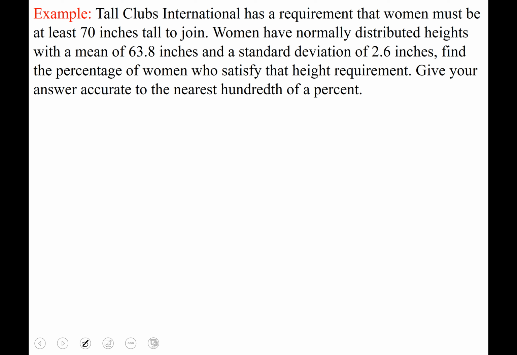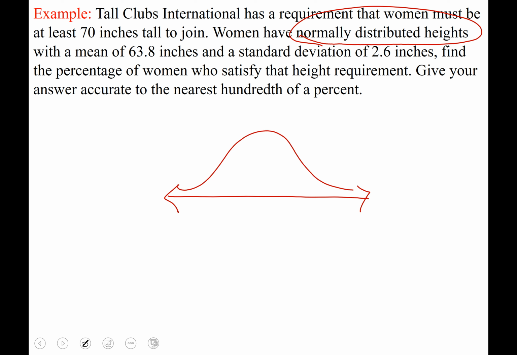Tall Clubs International has a height requirement that women must be at least 70 inches tall to join. Women have normally distributed heights. When you see that, I want you to start thinking of a bell-shaped curve. With a mean of 63.8 inches, that's going to be our mu, and a standard deviation of 2.6 inches. That's going to be our sigma. And they want us to find the percentage of women who satisfy the height requirement.